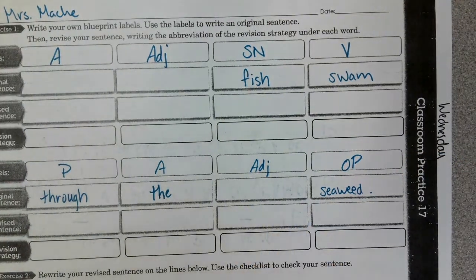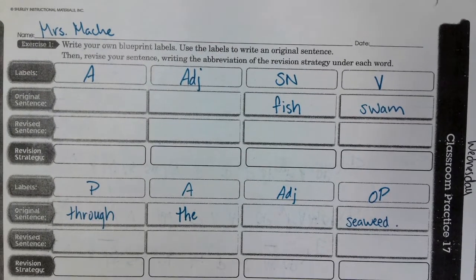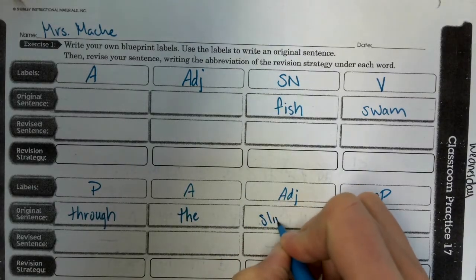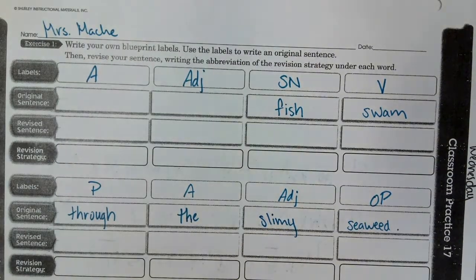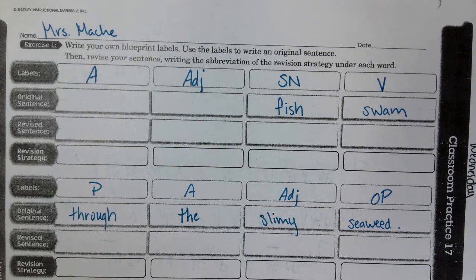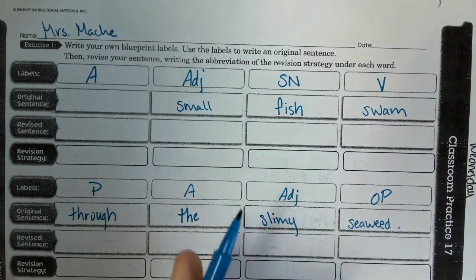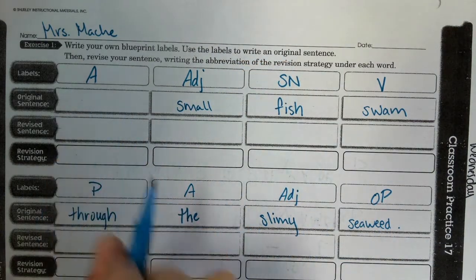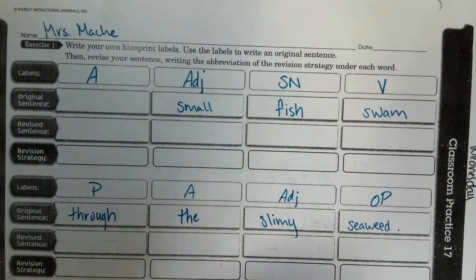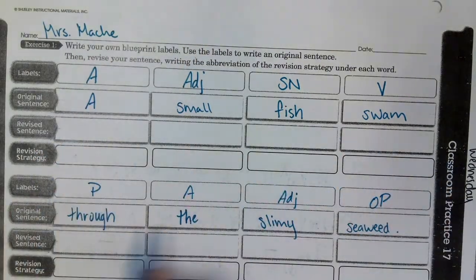What kind of seaweed? I'm not a fan of it if I'm swimming and I have seaweed around my feet, so I'm going to call it slimy. Through the slimy seaweed. What kind of fish? Say small. What do we want for article, adjective? A small fish swam through the slimy seaweed, or the small fish? Doesn't really matter. Let's just go with a small fish swam through the slimy seaweed.